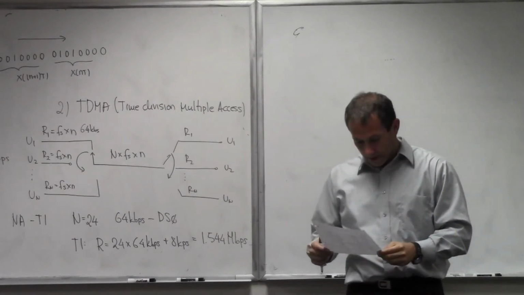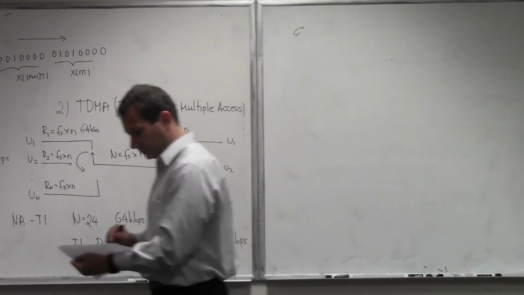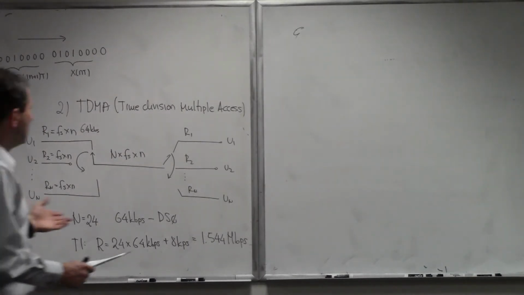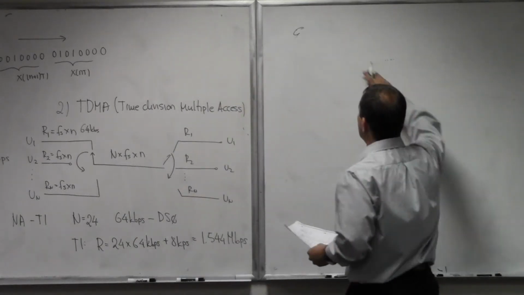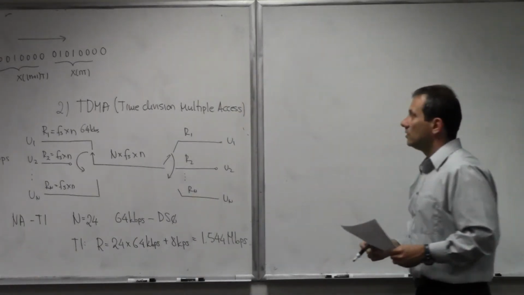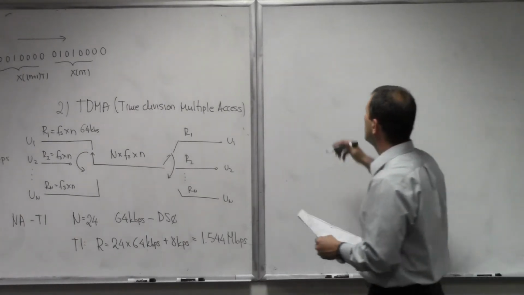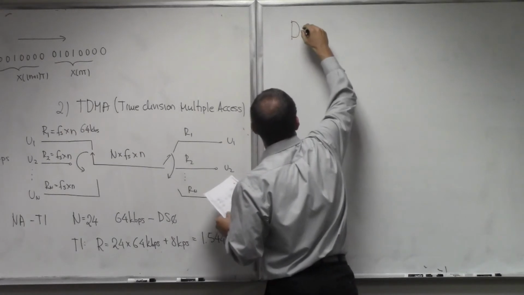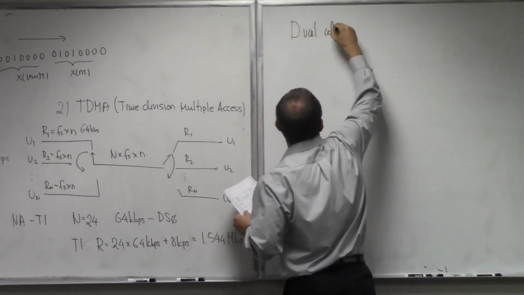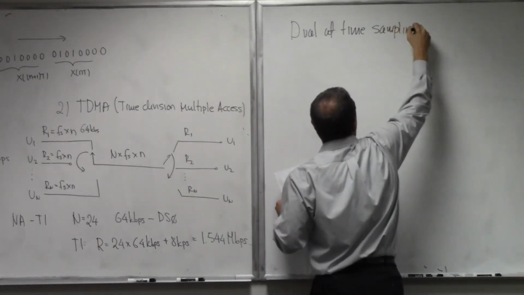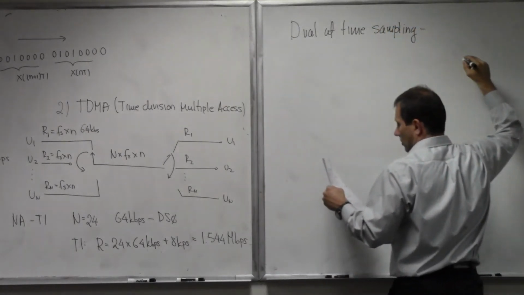Okay. Now, these are examples of some of the things that are enabled by sampling theory. Let's go back to our linear system theory and take a look at a dual of time sampling, which is going to be spectral sampling.